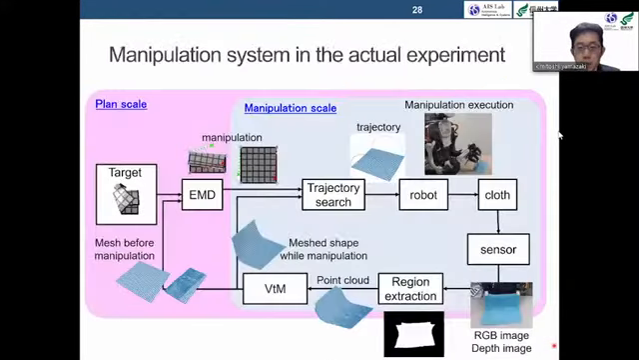We also performed experiments using the actual dual-arm robot. This diagram shows the example. This diagram shows a unified system combining the planning scale, as shown in the pink square, and the manipulation scale, as shown in the blue squares. So the planning scale provides intermittent cloth shapes, while the manipulation scale generates and modifies trajectories in detail.